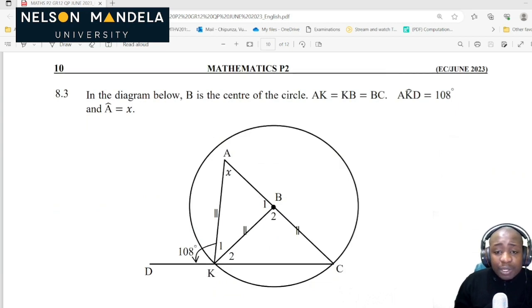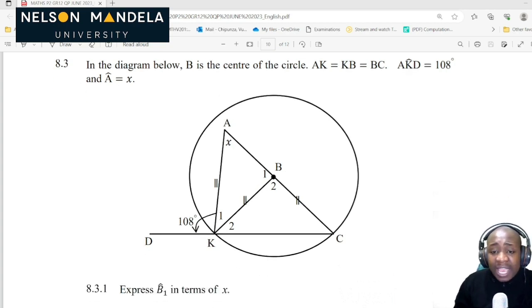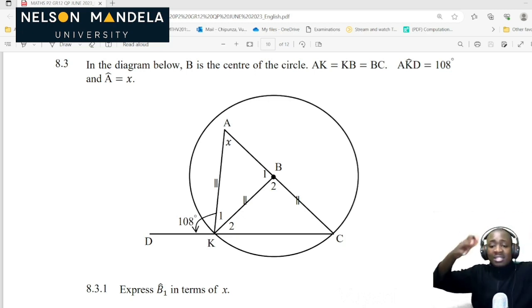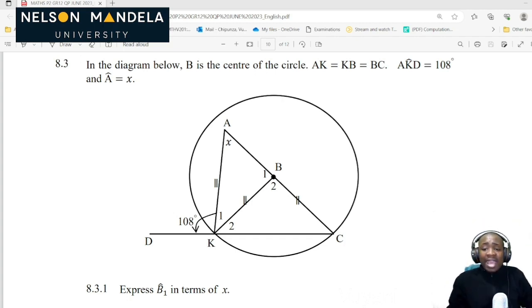8.3. In the diagram below, B is the center of the circle. Oh my word, we have another center of the circle again. We are also told that AK is equal to KB is equal to BC. AK, that's the line, is equal to KB, that's another line, is equal to BC. We can see that in the diagram, those lines are equal to each other. We are also given angle AKD, which is angle K, equal to 108, and angle A is equal to X.